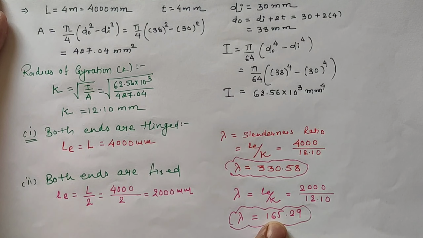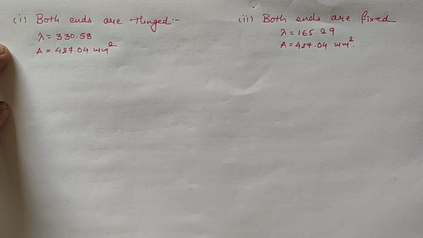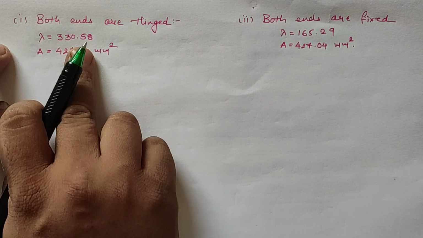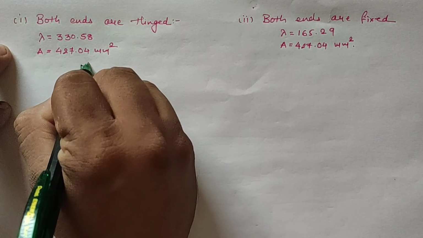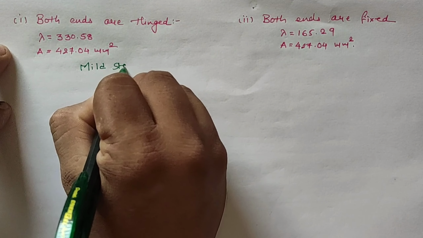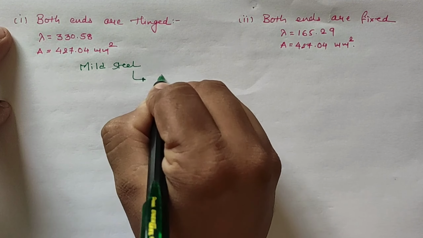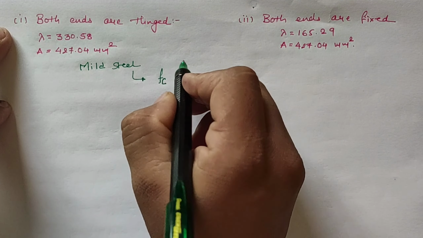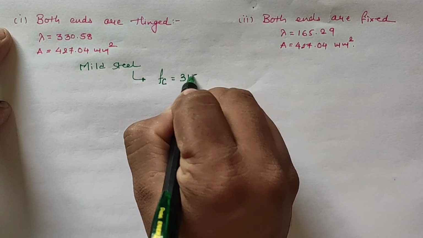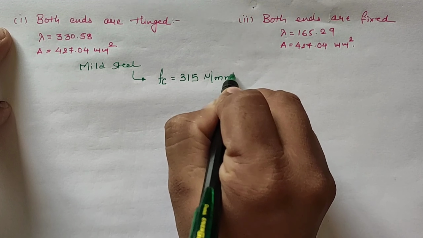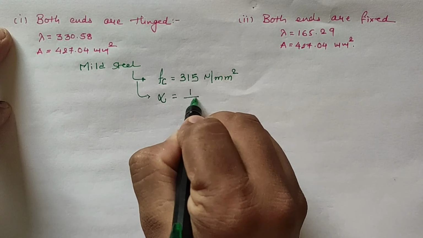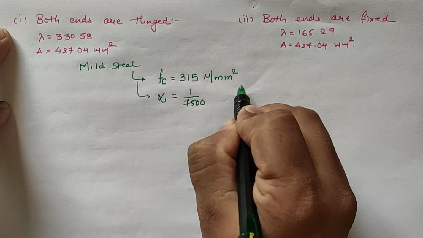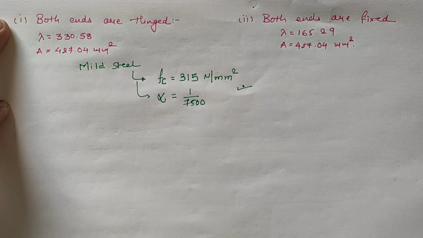So let us calculate the collapse load according to the given conditions. Now according to the above calculation, our lambda value is 330.58 and 165.29 according to the given condition. Now we have a given mild steel tube, and for mild steel our value for stress Fc is 315 Newton per mm square, while Rankine constant alpha is equal to 1 divided by 7500. This value we have to memorize for mild steel.